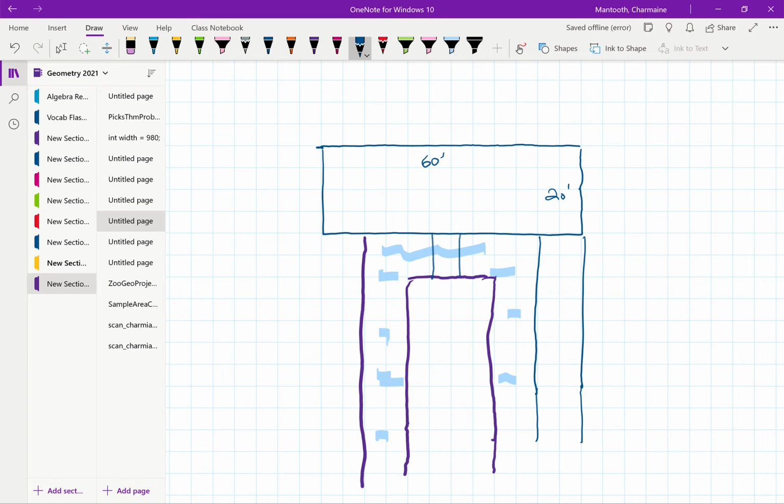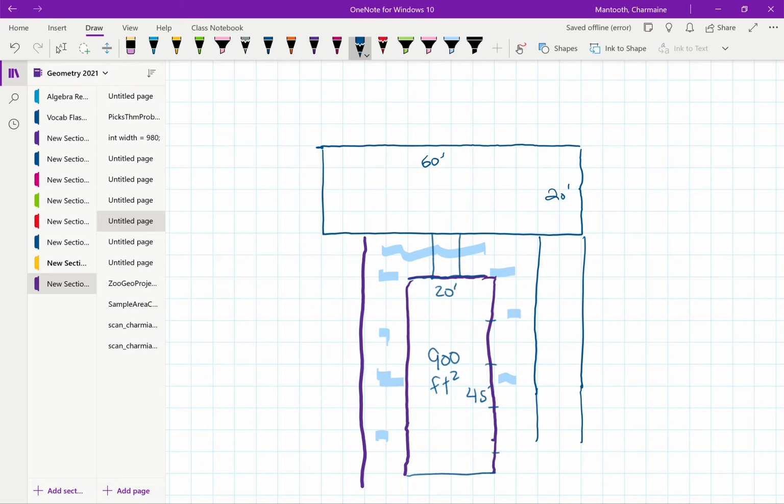But let's see how much space we have here. 5, 10, 15, 20 feet. By 10, 20, 30, 40, 45. So if this is 45 feet, if I do 20 times 45, that is going to be 900 square feet. So I need to go back and make sure that's going to be enough. If it is, I'm good.